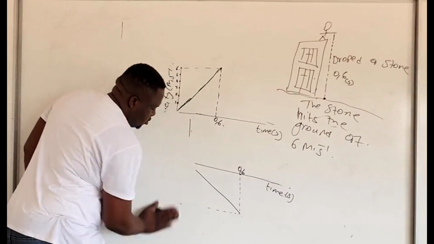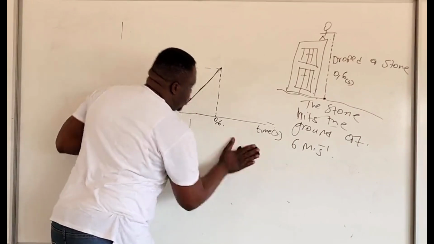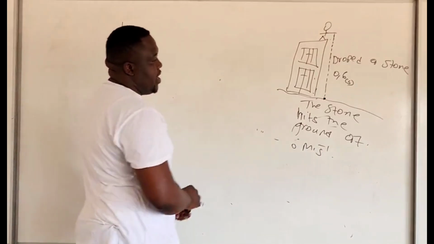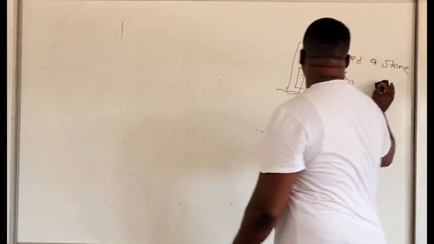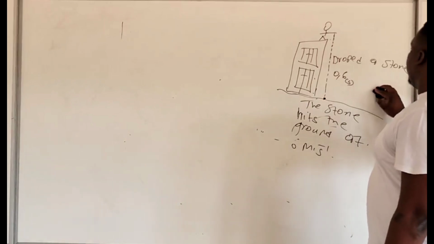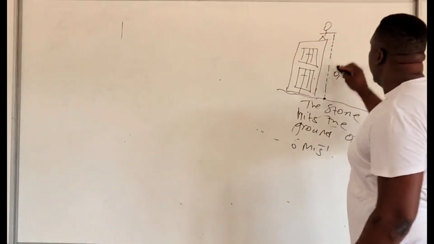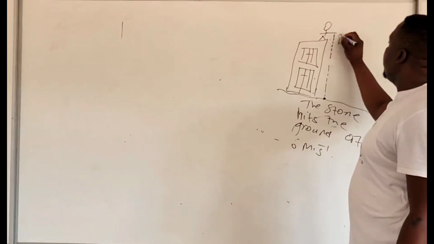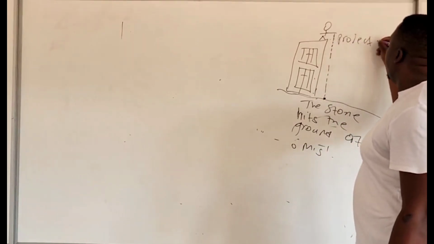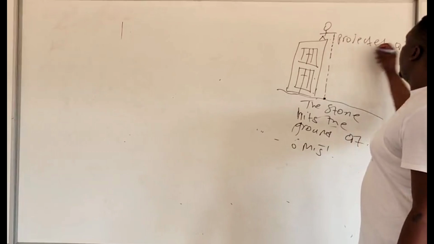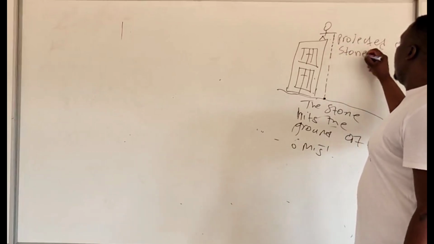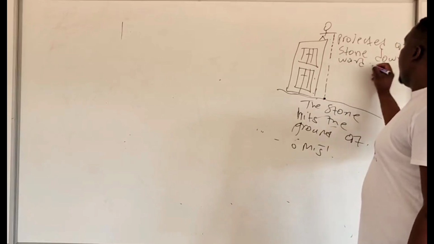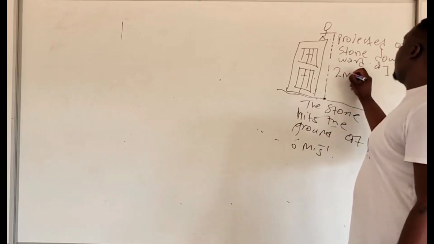Okay, so let us have a situation where an object is projected. Let me change this question. This is a person who projected a stone downwards at 2 meters per second.